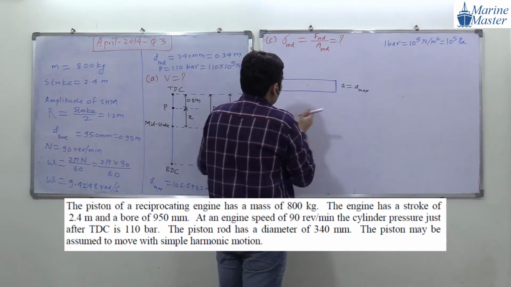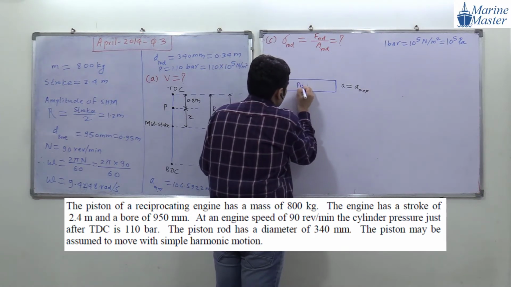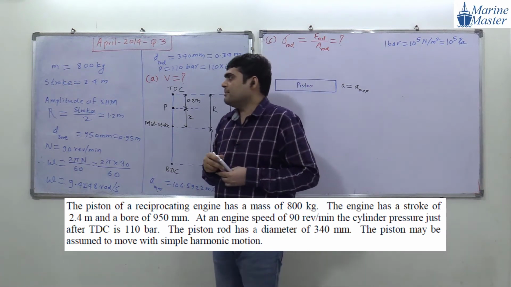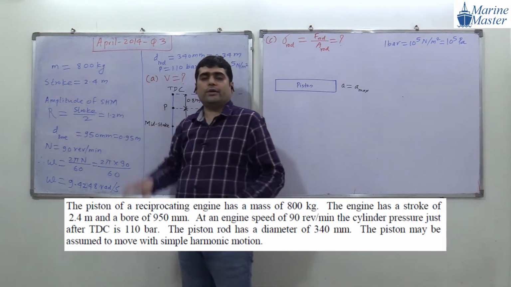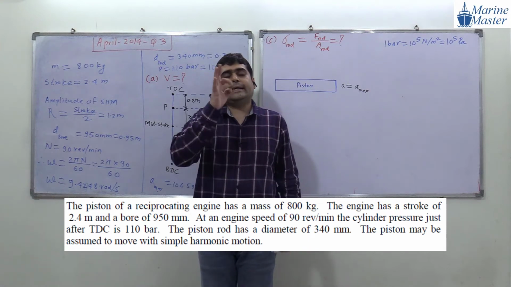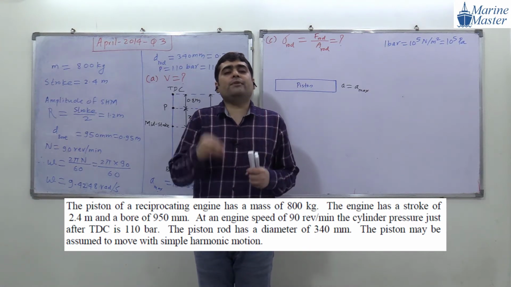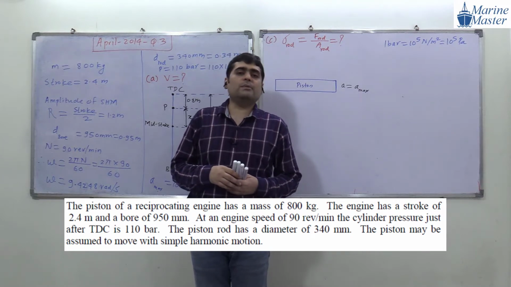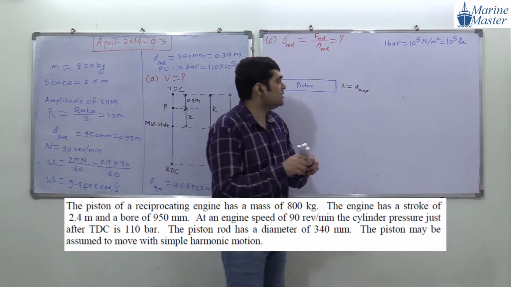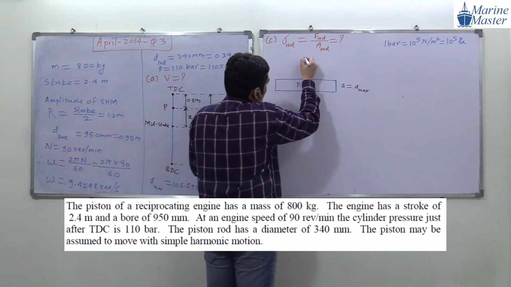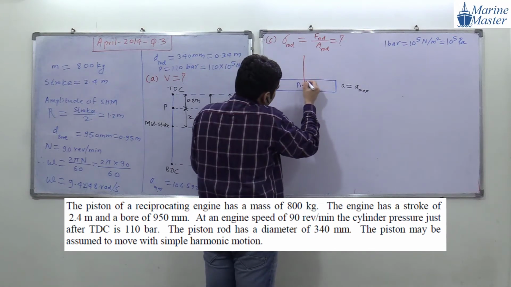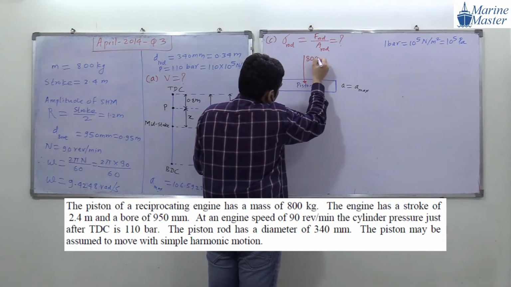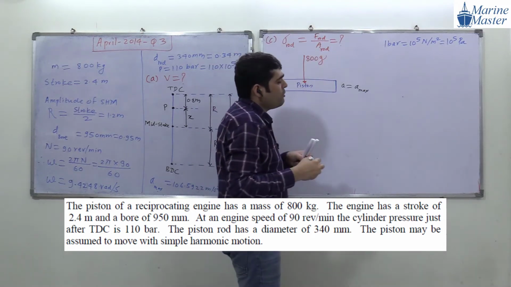Now here I am going to represent forces on the piston. So first of all, what is the mass of piston here? 800 kilogram. Now what will be the weight due to that mass? Weight means gravitational force. So weight will be equal to mg, means 800 g. G stands for what?